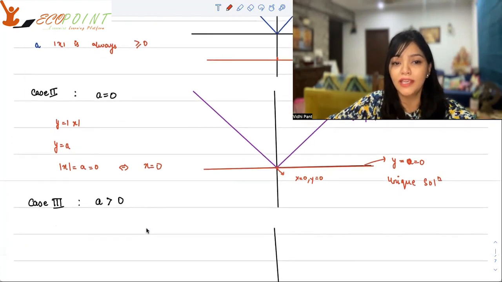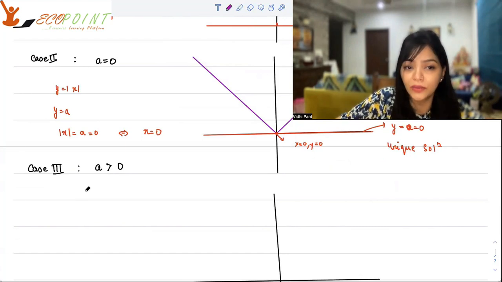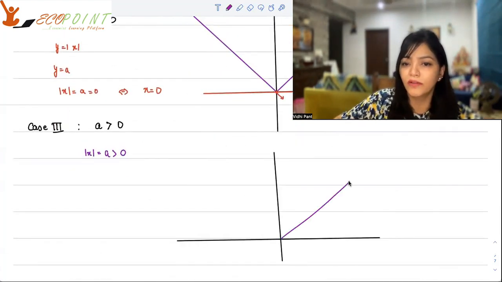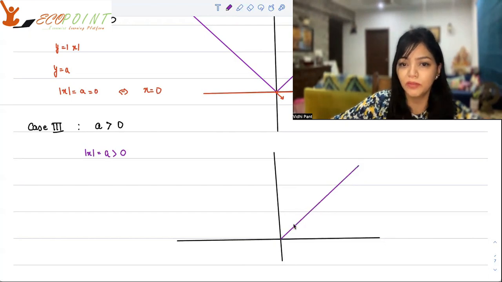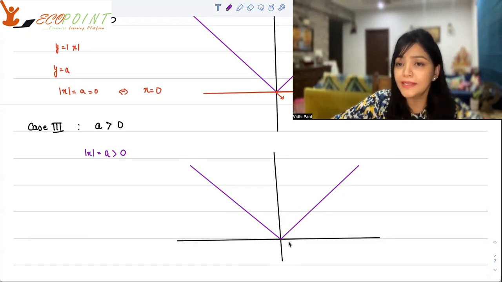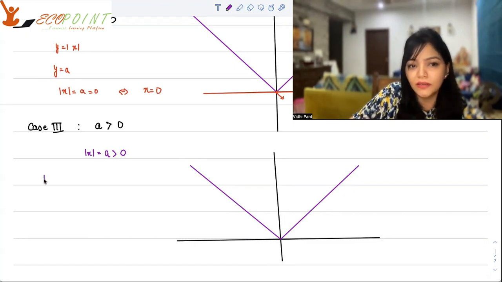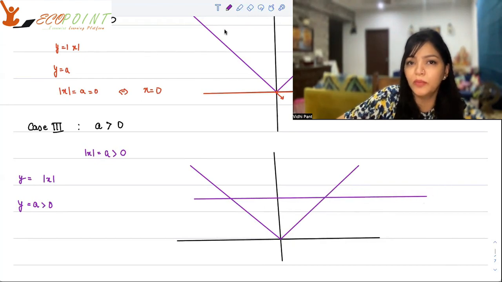Now let's talk about a case for mod x equal to a when a is greater than 0. The graph of modulus of x will again remain the same. So it's going to be a V-shaped graph, 45 degree here. And this time a is positive. So we will consider the graph of y equals to mod x and the graph of y equals to a, where a is a positive number. A positive number y equals to a would be somewhere here.